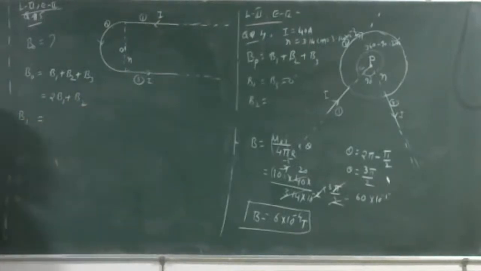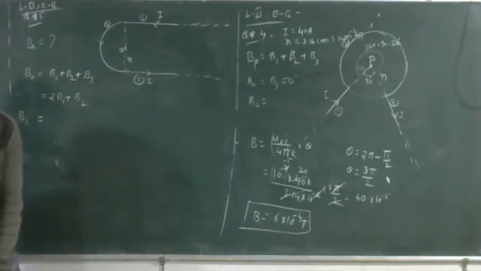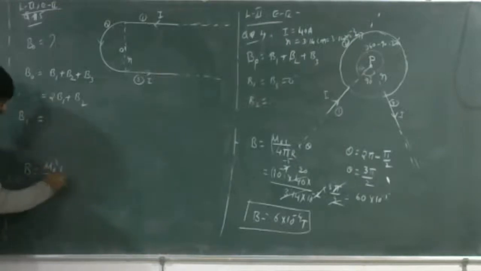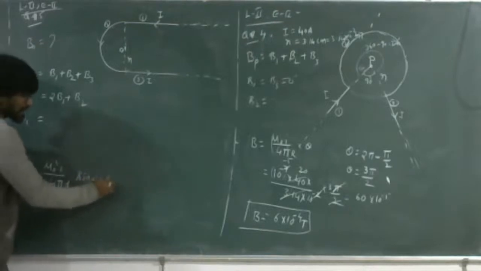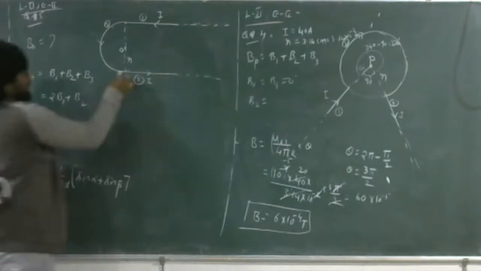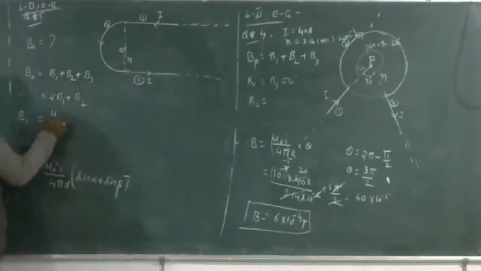B1 is equal to the magnetic field due to a semi-infinite conductor. You have to remember that formula. Here alpha equal to 90, beta equal to 0. What is the general formula for magnetic field due to a straight current carrying conductor? Mu naught I by 4 pi d into sin alpha plus sin beta, right? For semi-infinite, alpha is 90, beta is 0, so you get 1. So mu naught I by 4 pi d. Here that d is the perpendicular distance, small r, so B1 is equal to mu naught I by 4 pi r.